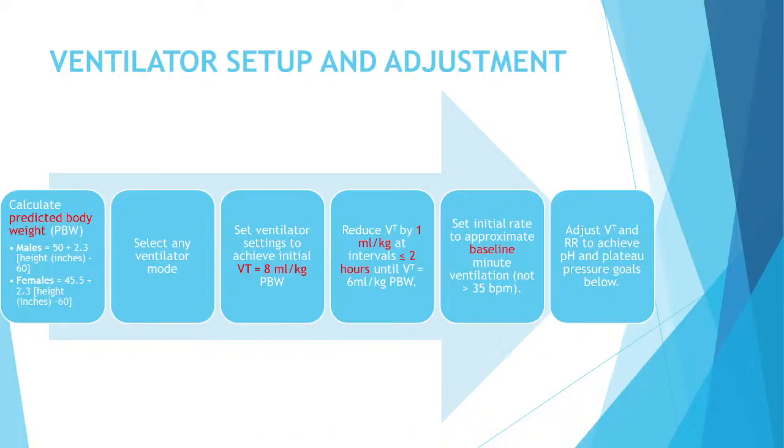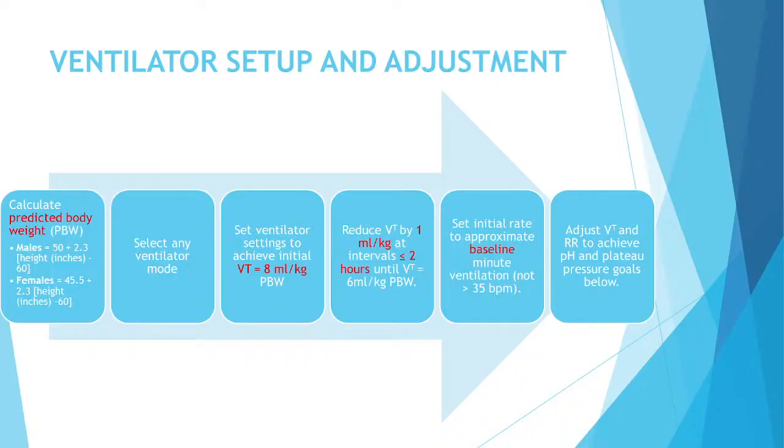So the predicted body weight formula is given here. Please refer to it. After calculating the predicted body weight, you will select a ventilator mode and you will start with a tidal volume of 8 ml per kg of predicted body weight. Once you start that, you start reducing the tidal volume by 1 ml per kg at an interval of less than or equal to 2 hours until you reach 6.